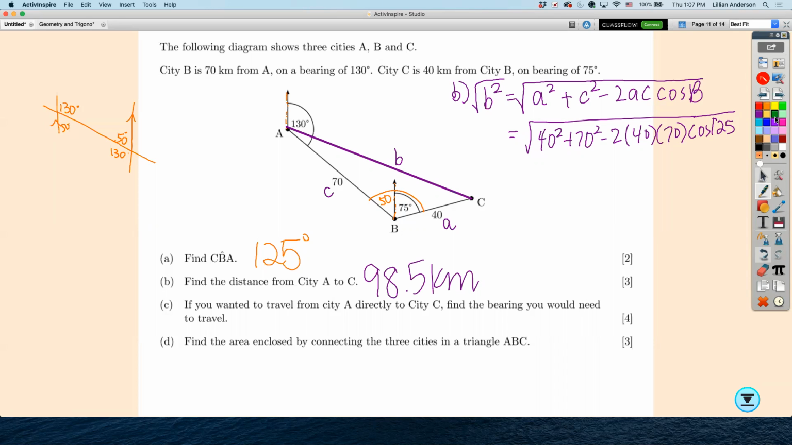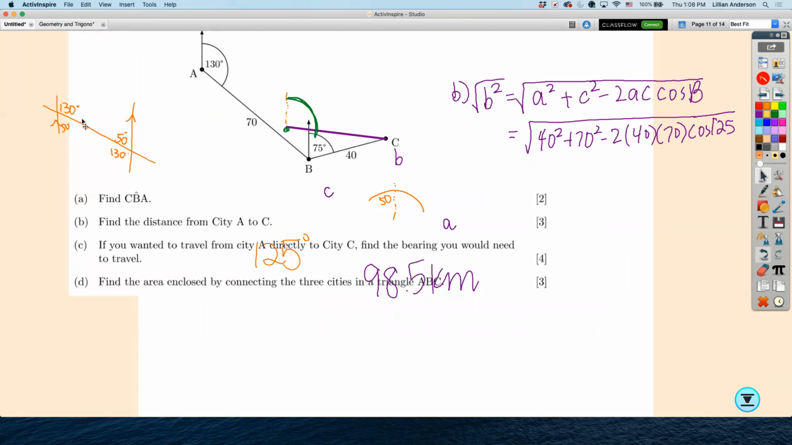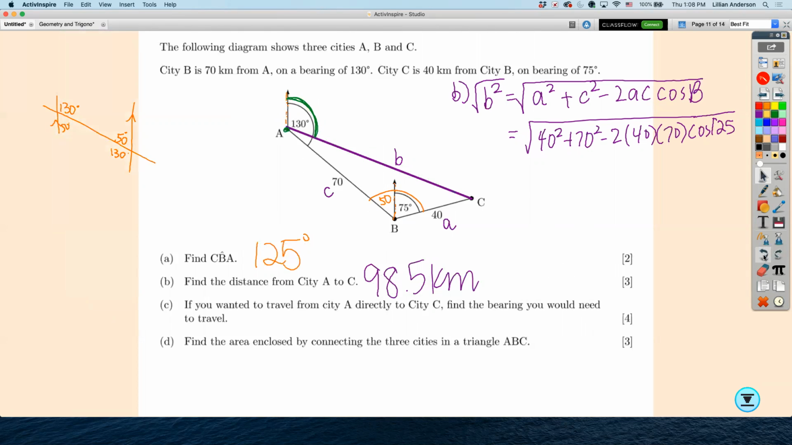Now, if I wanted to travel from city A directly to C, find the bearing you would need. That is talking about this part that I'm highlighting in green. Not the full 130, but that part that leads me up to that purple line. How could I find that green colored arc? Find angle A in the triangle, and then what? Add it to 130? No, you had it right the first time.